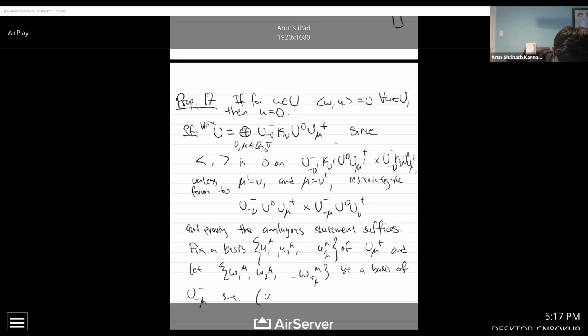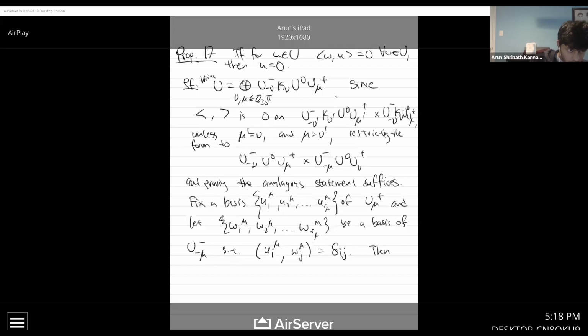And when I say form, I mean the bilinear form that we constructed on U_{≤0} × U_{≥0}. So u_i^μ paired with w_j^μ is equal to δ_ij. Right, and this is possible because of our earlier proposition that the restriction of this pairing to U^-_{-μ} × U_μ^+ is non-degenerate.